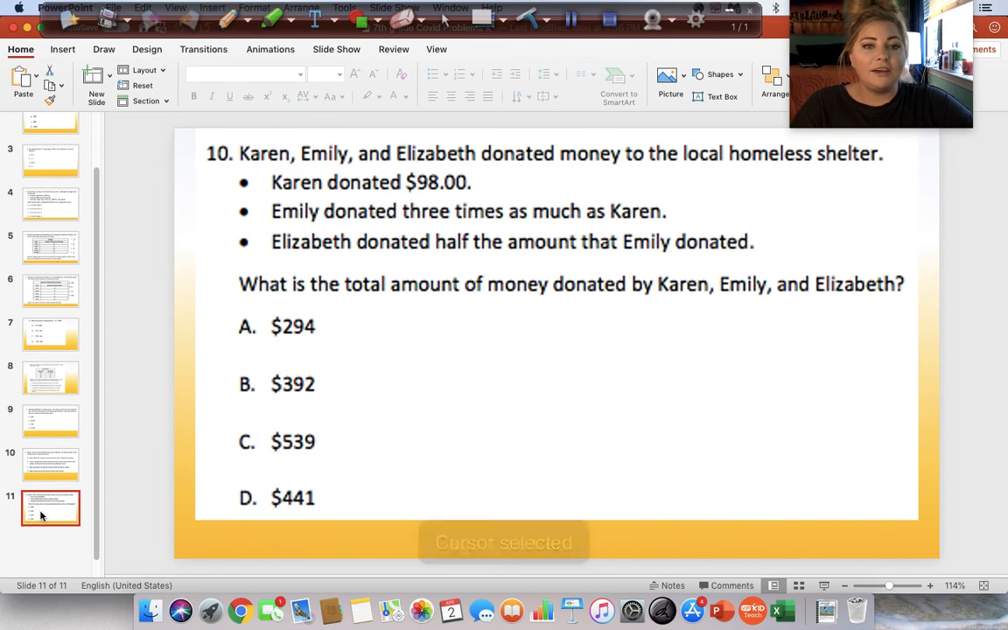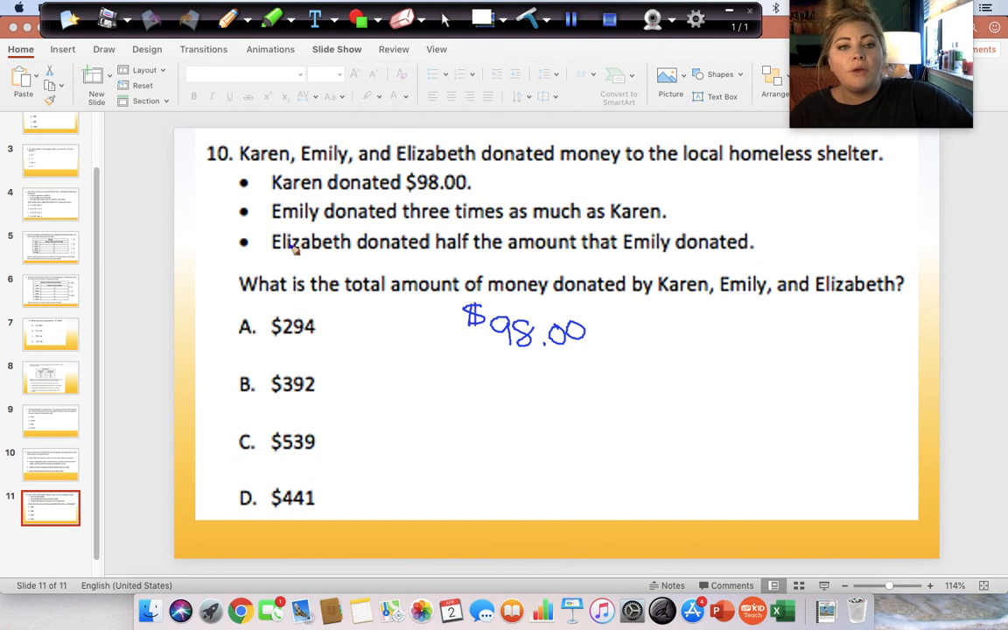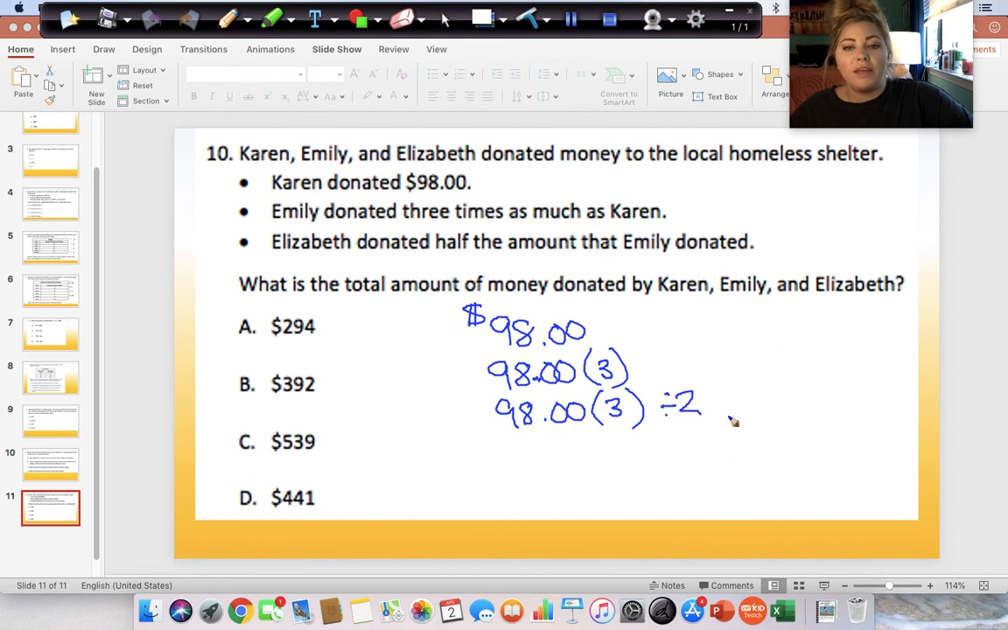All right, last one. Karen, Emily, and Elizabeth donated money to the homeless shelter. Karen donated $98. Good job, Karen. That's a lot of money. Okay, Emily donated 3 times as much as Karen. This is sibling rivalry at its best, right? So we're going to multiply that times 3. And then Elizabeth donated half the amount that Emily donated. So the $98 times 3 is what Emily donated, and because Elizabeth donated half of that, we're just going to divide that amount by 2.